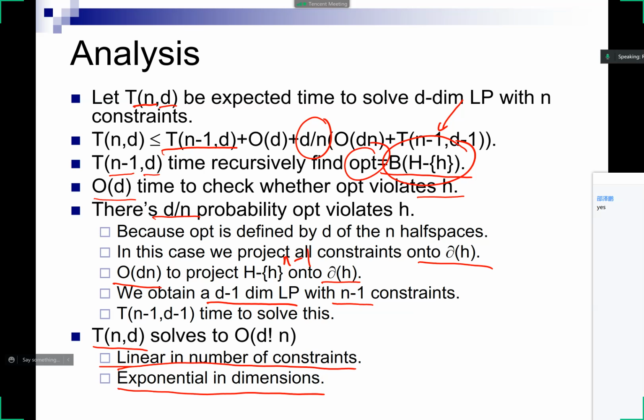So that is the randomized LP algorithm. Are there any questions about this?